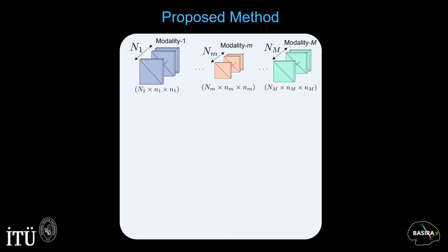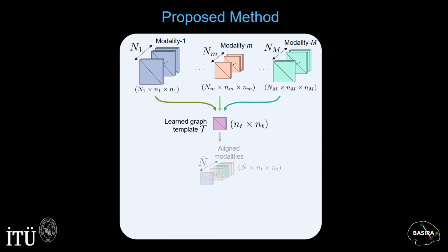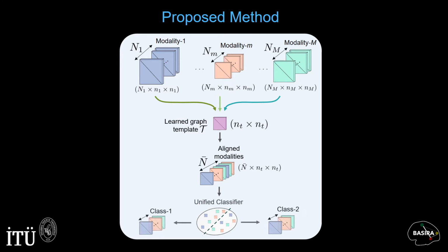Therefore, to address this problem, we propose a single unified classification model using graph alignment process. All modalities are first aligned to a shared template and transformed into fixed-size graphs. Next, new aligned graphs are combined and fed to a single classification model to predict their class labels. So let's take a closer look at each step mentioned.